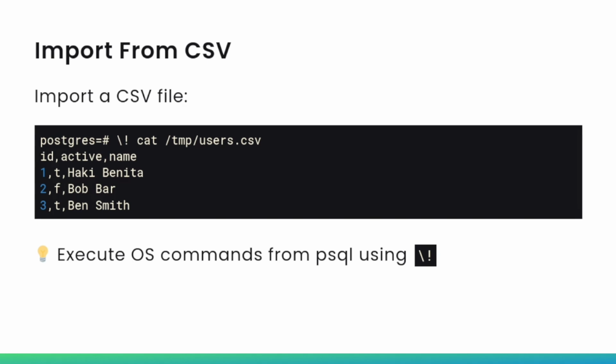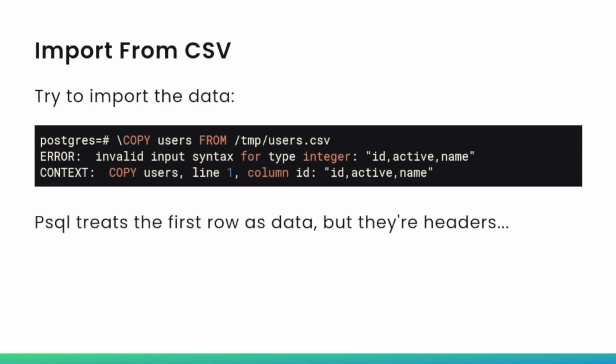So let's start by issuing the command \copy with the name of the table, users, from and a path on my workstation. In this particular case, that would be /tmp/users.csv. Okay. Now, if you notice, we get an error, a strange error saying that we have invalid input syntax for type integer: id, active, and name. So that's a bit of a strange error.